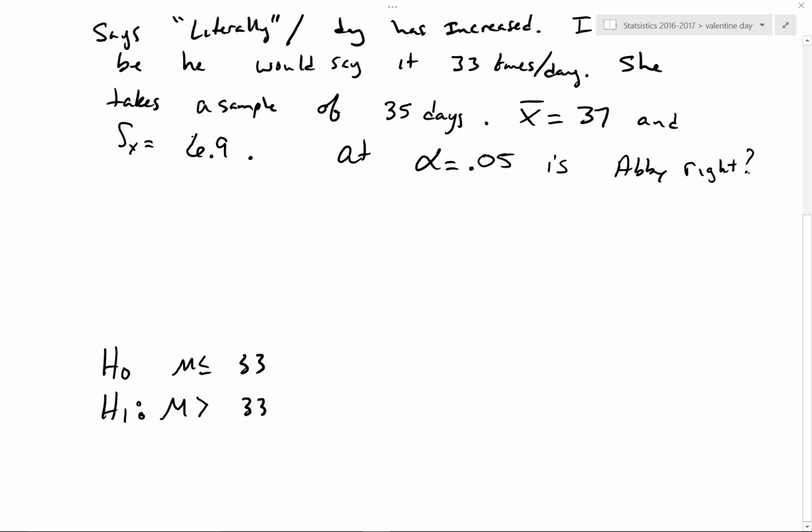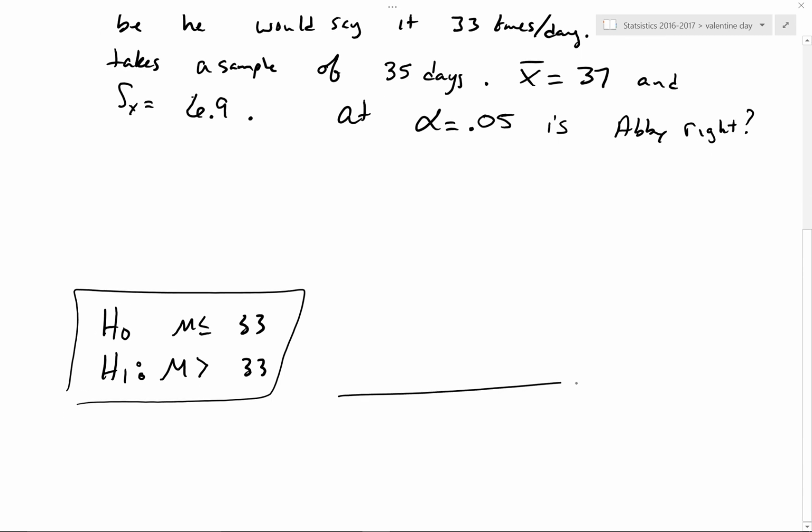Okay. Now just nice and slow, nice and easy. So we have our little hypotheses set up right down here. It's very straightforward. Now let's draw a picture, shall we? Is this an upper or a lower tailed test? How do you know this?